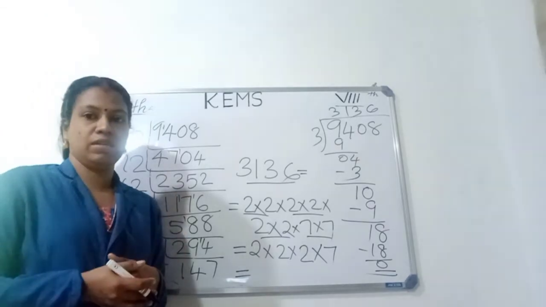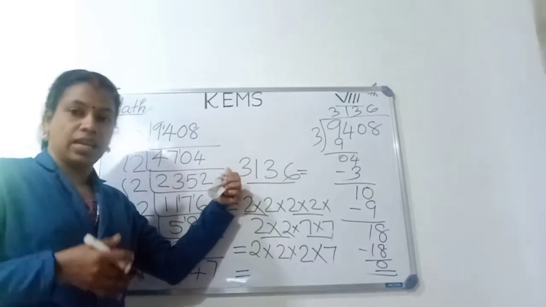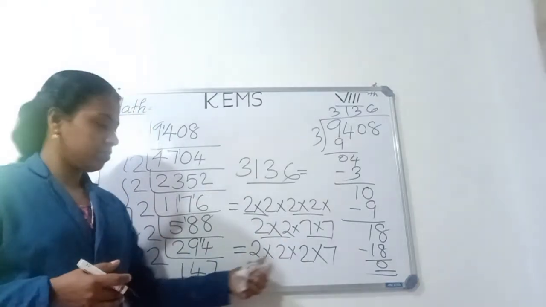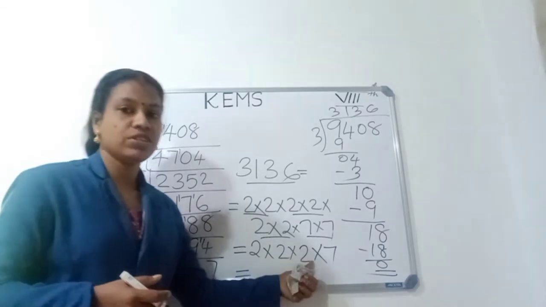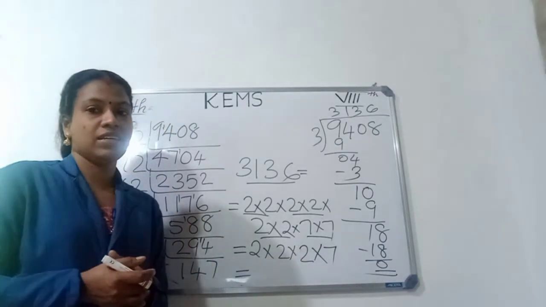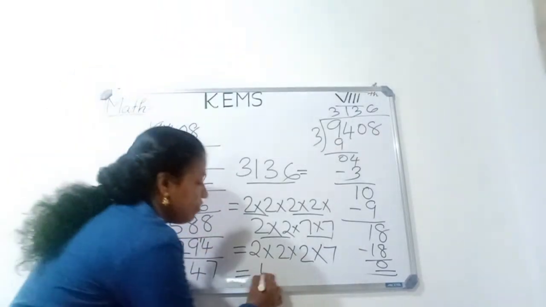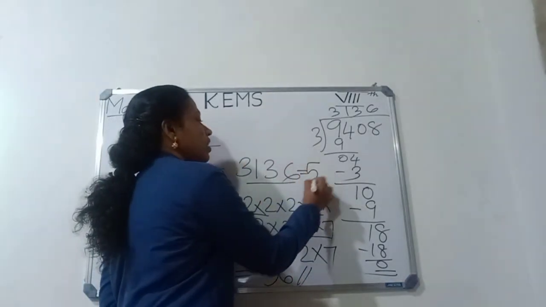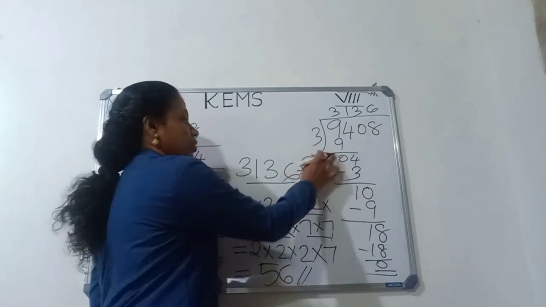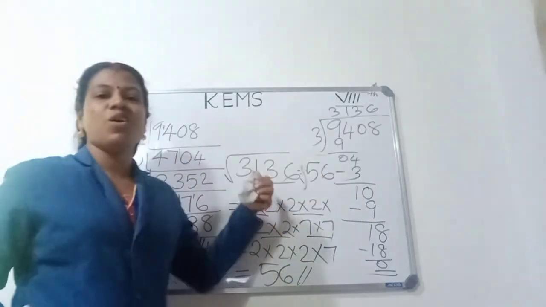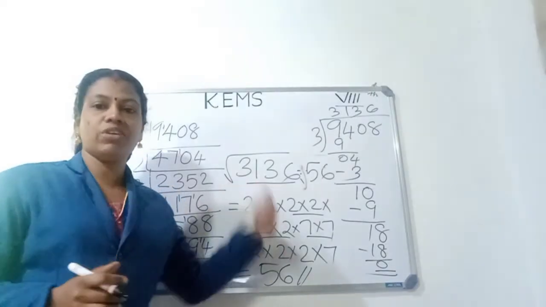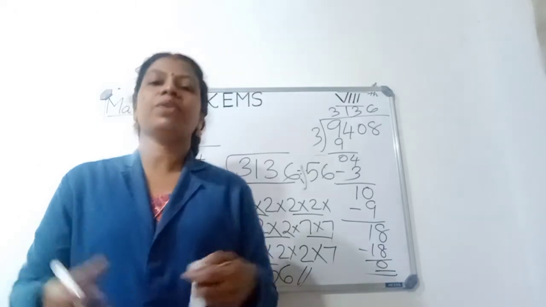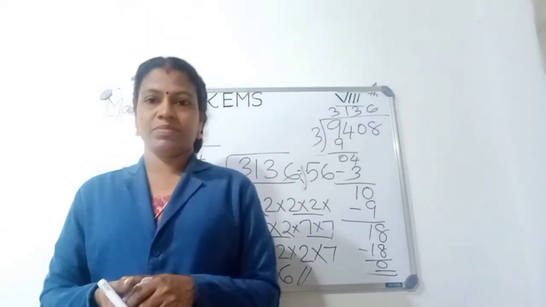3136 is the quotient by dividing with 3. So what is the square root of this number? 2 into 2, 4. 4 into 2, 8. 8 into 7, 56. So 56 is the square root of the new number. 3136. The square root of this number is 56. Clear? This way you can find the number.